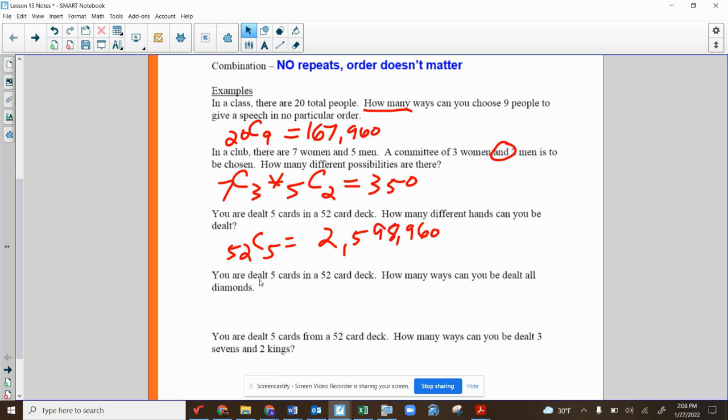All right. You are dealt 5 cards in a 52 card deck. How many ways can you be dealt diamonds? Okay, so in order to be dealt diamonds, you have to get diamonds each time. So that means out of the 13 diamonds, and you're getting 5 of them, 13C5 is 1,287. Okay, so that's how many different ways you could get 5 diamonds. This has nothing to do with probability. That's just the number of ways that you could get diamonds.